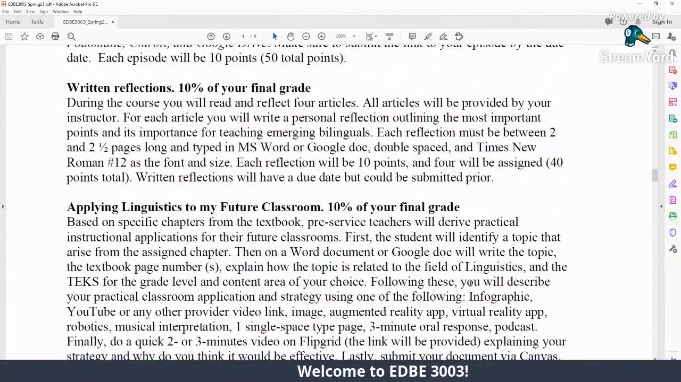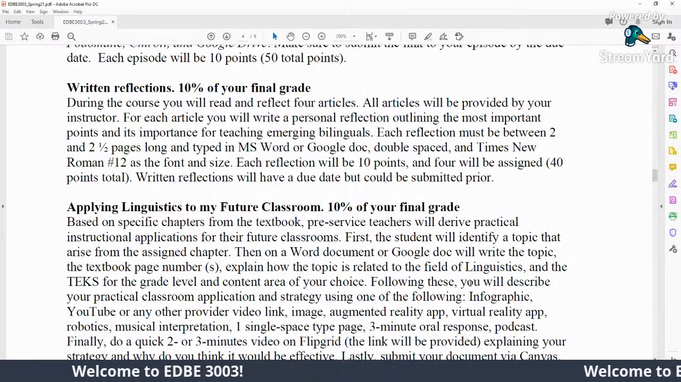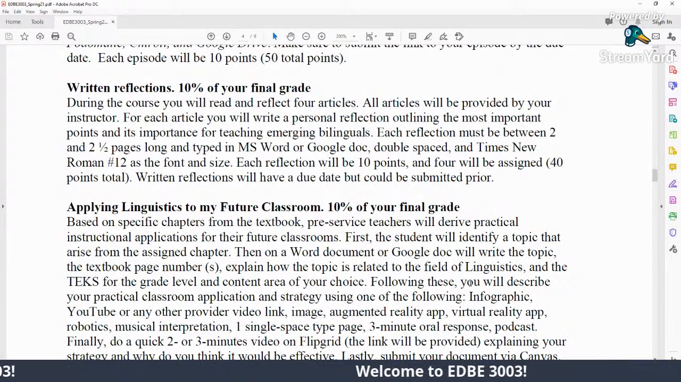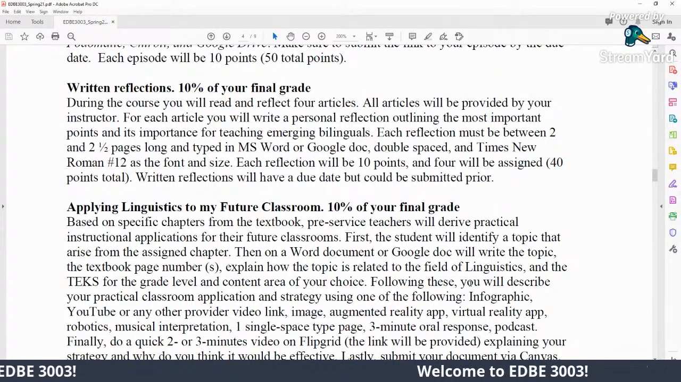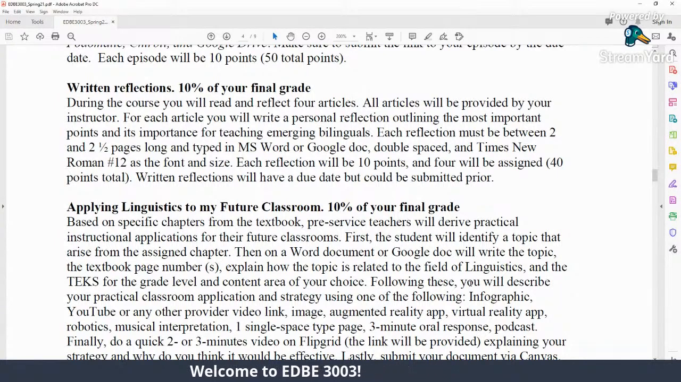Written reflections. During the course, you will read and reflect on 4 articles. All articles will be provided by your instructor. For each article, you will write a personal reflection outlining the most important points, and it's important for teaching emerging bilinguals. Each reflection must be between 2 and 2.5 pages long and typed in Microsoft Word or Google Doc, double space and Times New Roman, number 12 as the font and size.